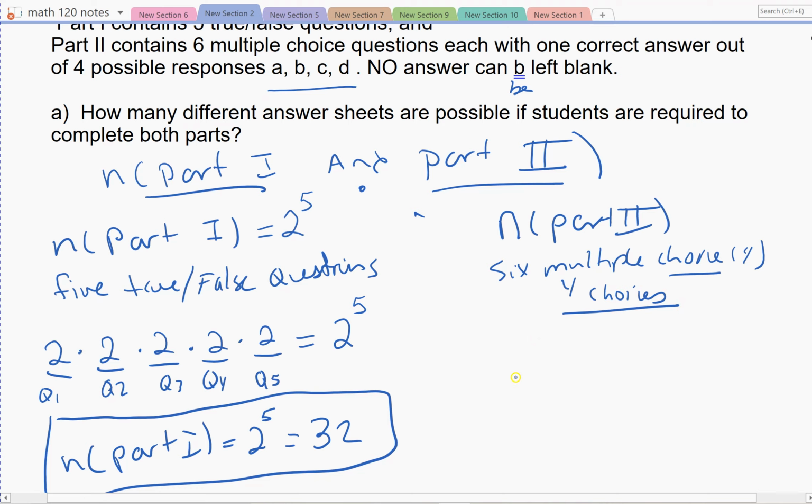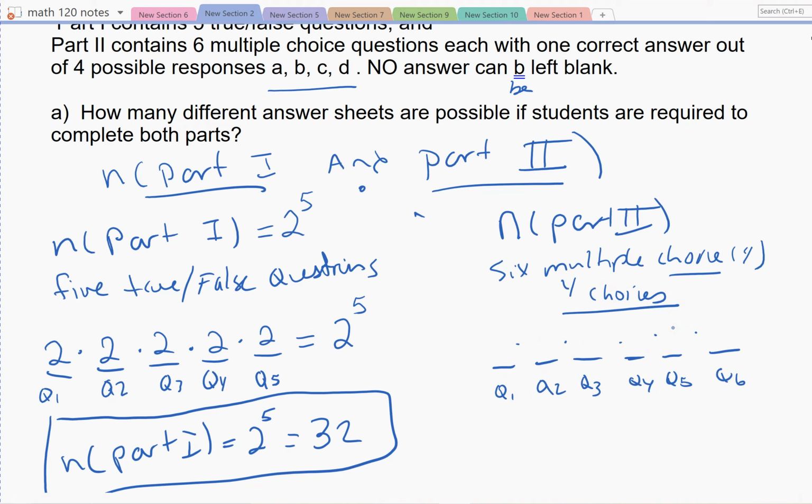Same idea. There's my 6 multiple choice questions: question 1, 2, 3, 4, 5, and 6. I have to complete them all, question 1 and 2 and 3 and 4 and 5 and 6. Each one of them had 4 possible answers. If you write the test, I could put the correct answer in 4 spots. So there were 4 choices for question 1, 4 choices for question 2, and all the way down the line. That would be 4 to the 6th, 4 times itself 6 times.